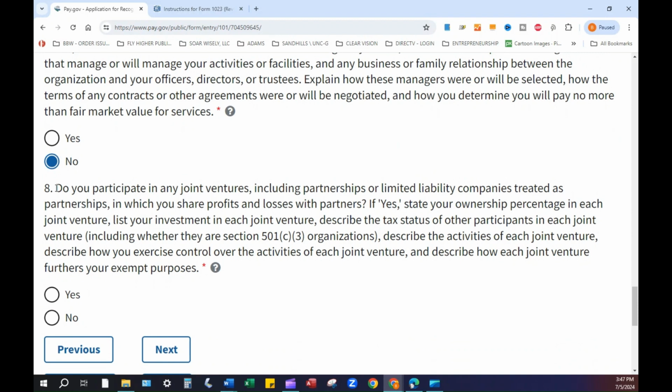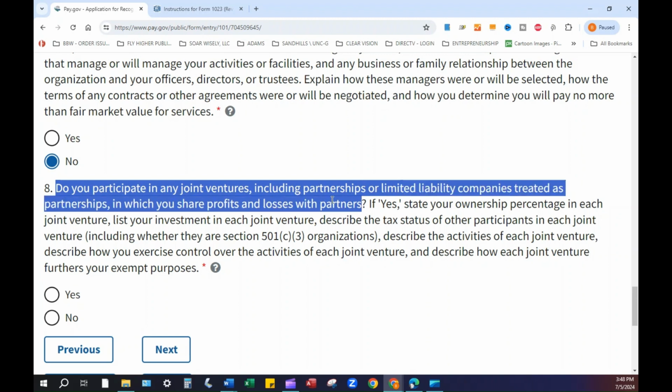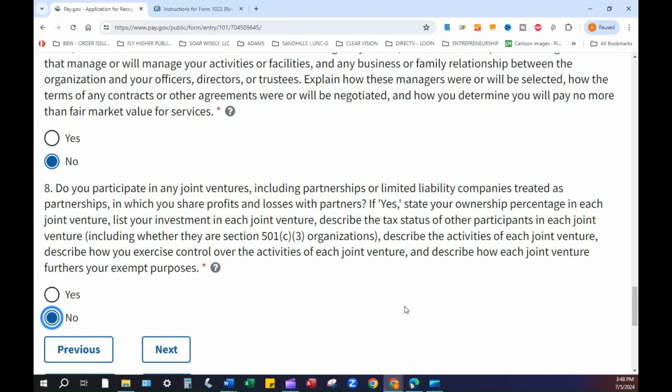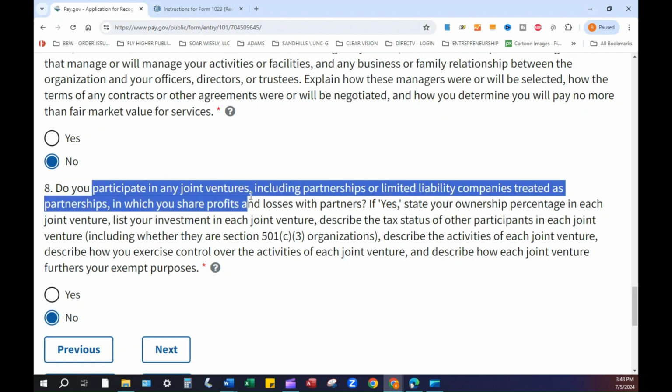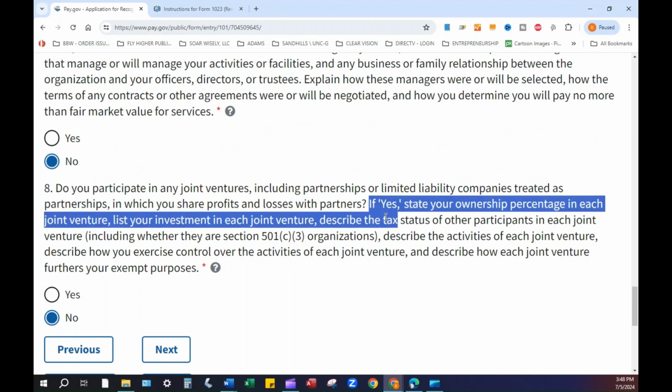Number 8, do you participate in any joint ventures, including partnerships or limited liability companies treated as partnerships, in which you share profits and losses with partners? My clients are a no there. However, if you indeed participate in any joint ventures, including partnerships or LLCs treated as partnerships, you will click yes. And then if you are a yes, state your ownership percentage in each joint venture.